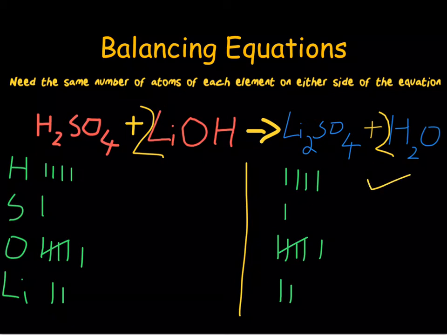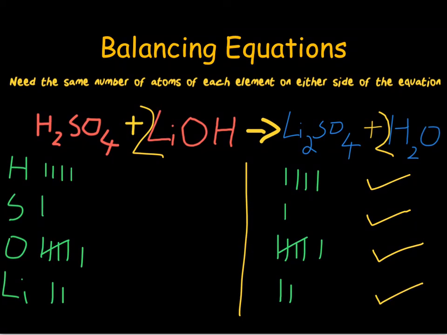That is now balanced. We have 1 sulfur on each side. Again, this is balanced. 6 oxygens, and finally 2 lithiums. We now have the same number of atoms of each element on both sides. So our finished balanced equation is H2SO4 plus 2 LiOH goes to Li2SO4 and 2 H2O.